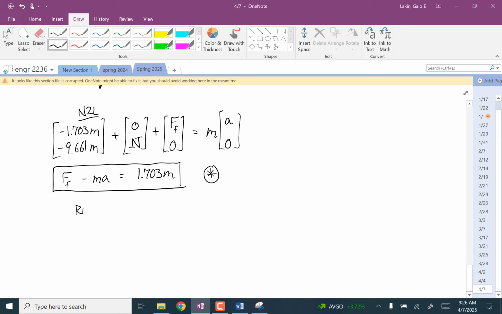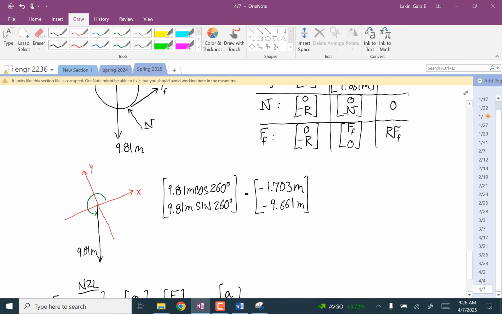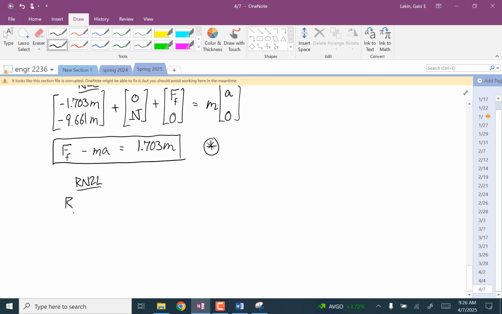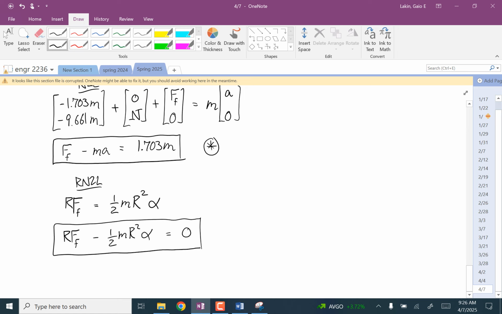And then the moment equation says RFF is equal to the moment of inertia, 1/2 mr squared, times the angular acceleration. And so I'll write this as RFF minus 1/2 mr squared alpha is equal to 0. And that's our second equation.